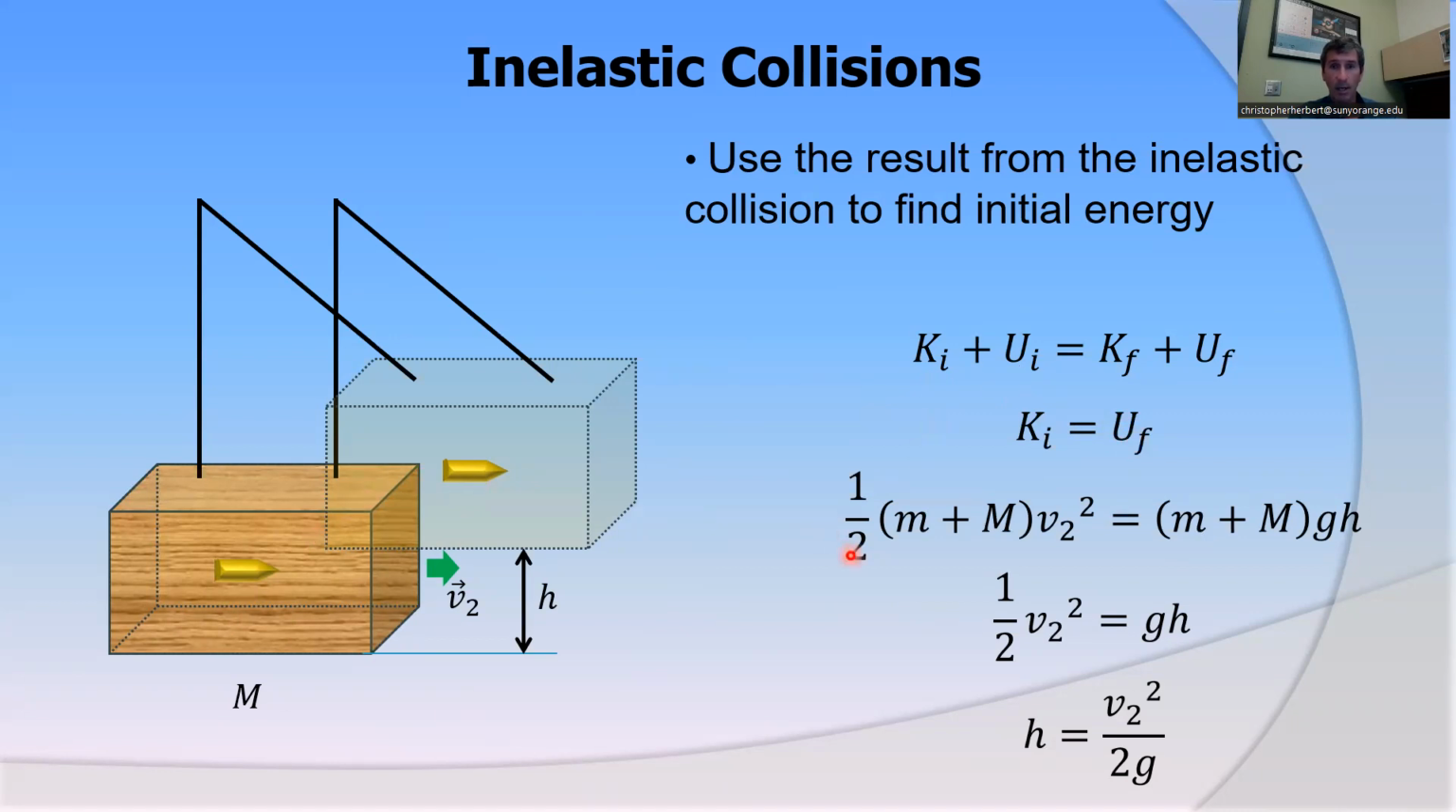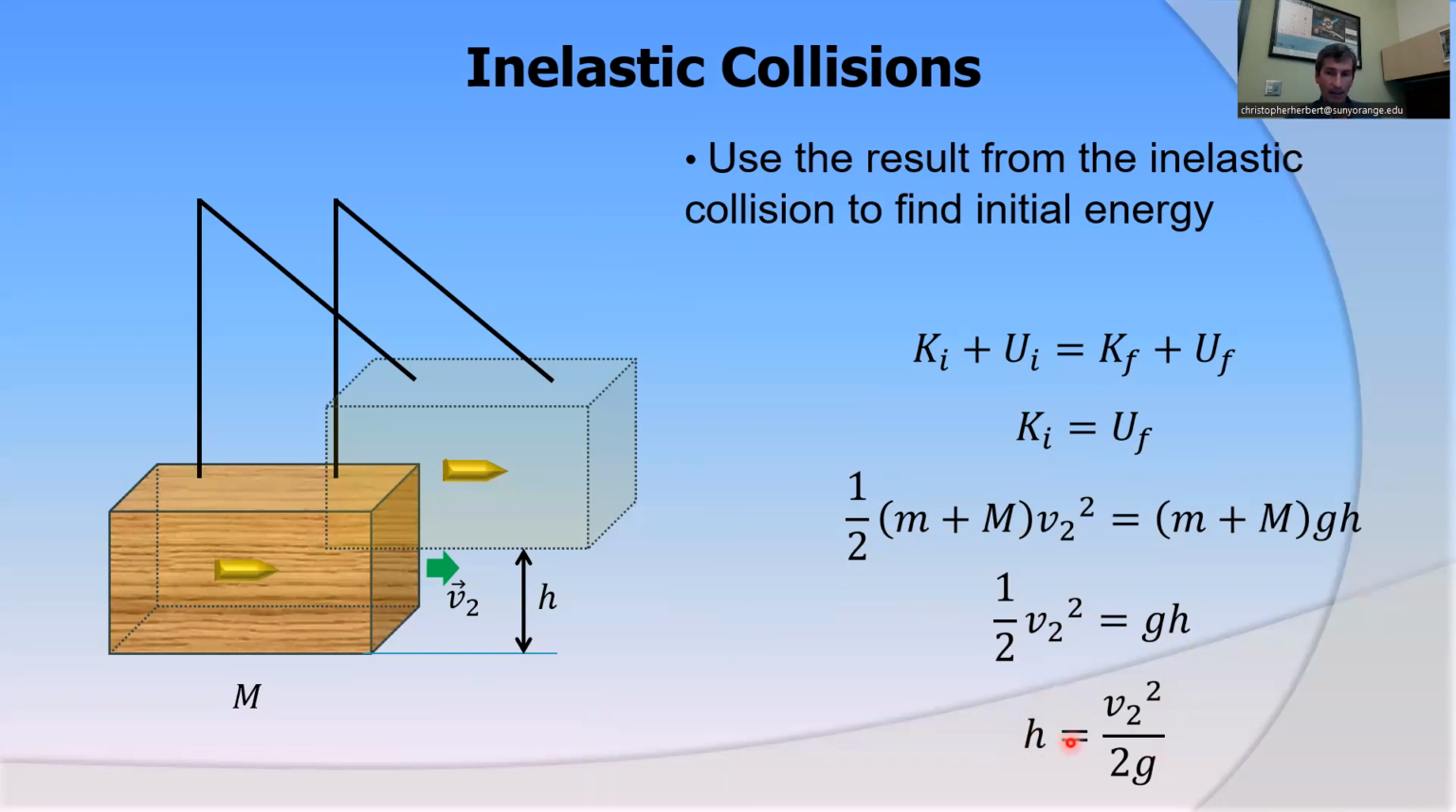So we can write this as 1/2 (small m plus big M) times v2 squared, okay? That's the kinetic energy it had at the beginning. It is going to be equal to (small m plus big M) times g times h, which is the height to which the pendulum swings up. Simplifying this further by dividing out the mass on both sides, we get 1/2 v2 squared equals gh, and h equals v2 squared over 2g.